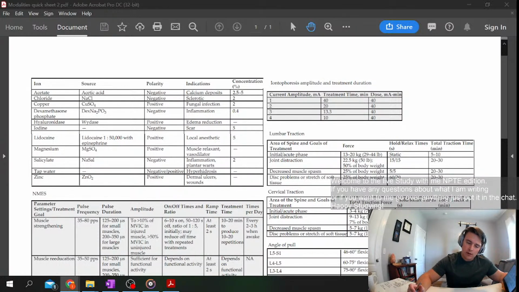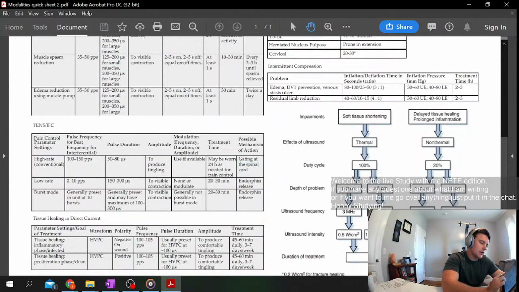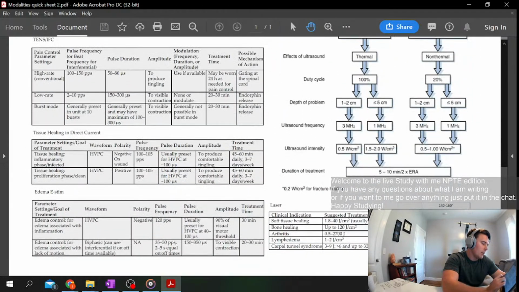Let's see. Next, I'll wait for that. So I'll scroll through here, and we're going to go through all of this at a later time. But I haven't seen any questions on edema or tissue healing. There was a question on tissue healing, whether it was direct current versus alternating current.